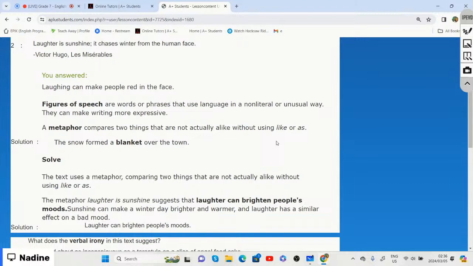All right, so we said a metaphor compares two things that are not actually alike without using the word "like" or "as." So we say that the snow formed a blanket over the town. Now that is actually not being literal, right? It is figurative language, because snow cannot literally form a blanket over a town. That is not literal, but figuratively that is correct, right?